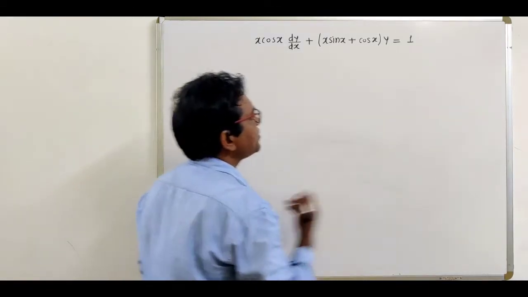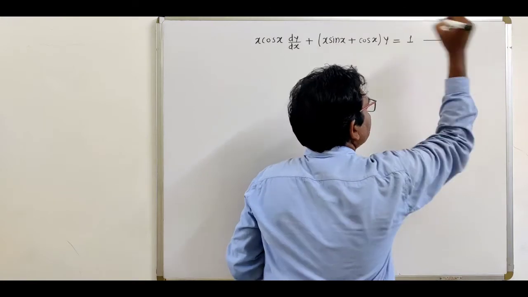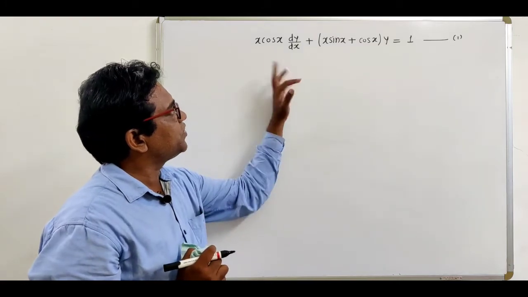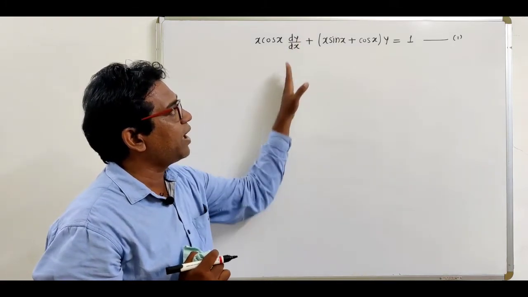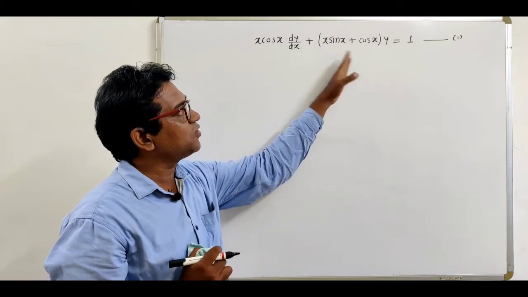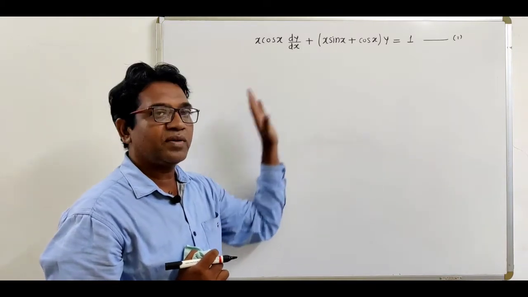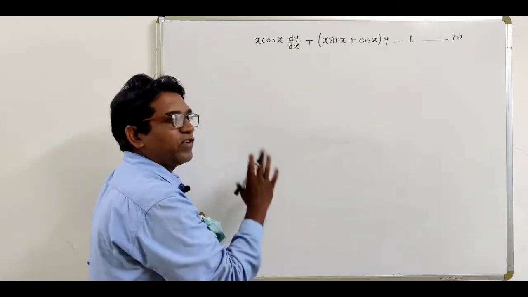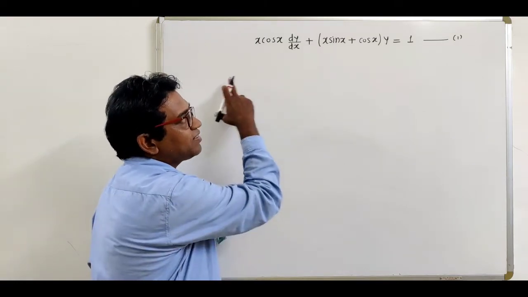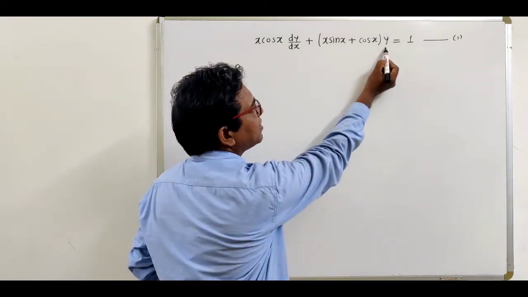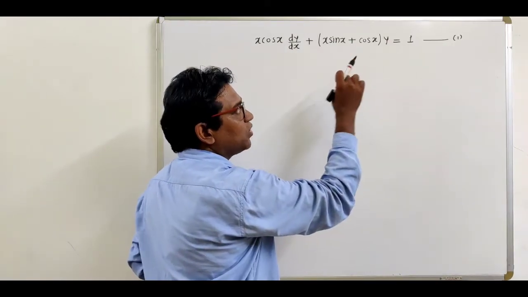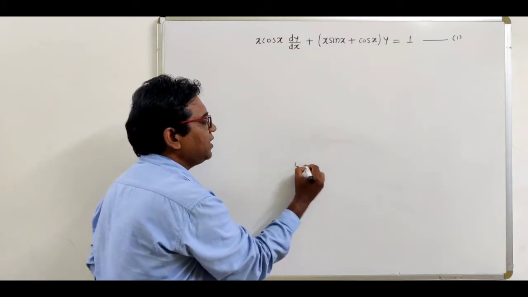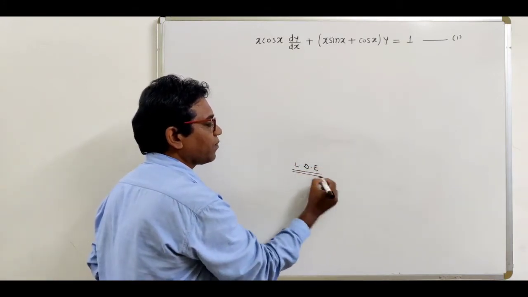Now this is our given equation. Suppose this is equation number 1. Now see what is our first observation. This is the differential equation x cos x dy by dx plus (x sin x plus cos x) into y equal to 1. Obviously this differential equation contains a single y. There is no other y. So it may be a linear differential equation.